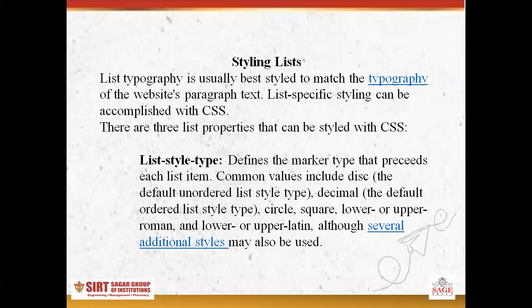CSS provides these properties. Next is list-style-type. Here you can define the marker type for each element. Common values include disc, which is the default unordered list style. Decimal is used for the default ordered list style. Others are circle, square, lower Roman, and upper Roman. These may be used for styling, and this makes your list more appealing, more readable, and more effective.